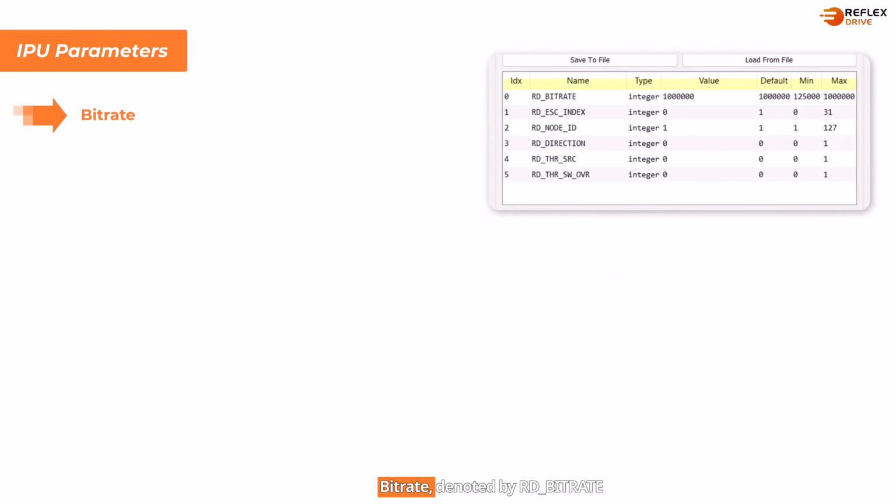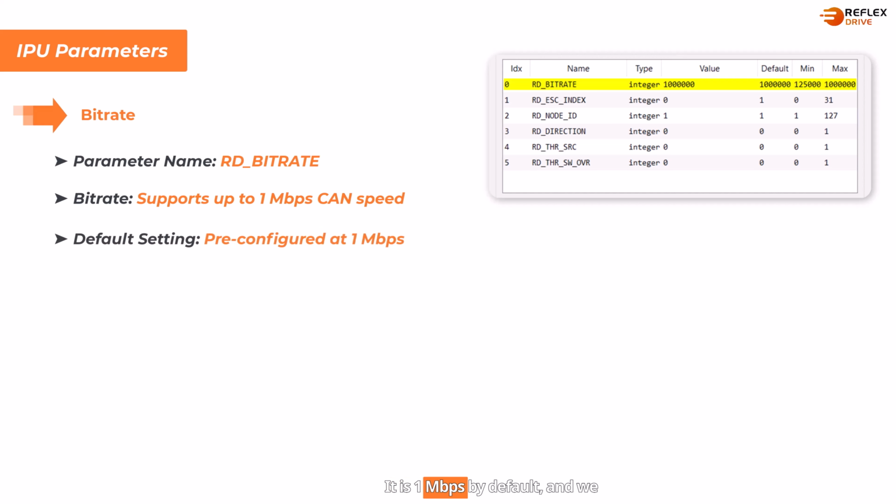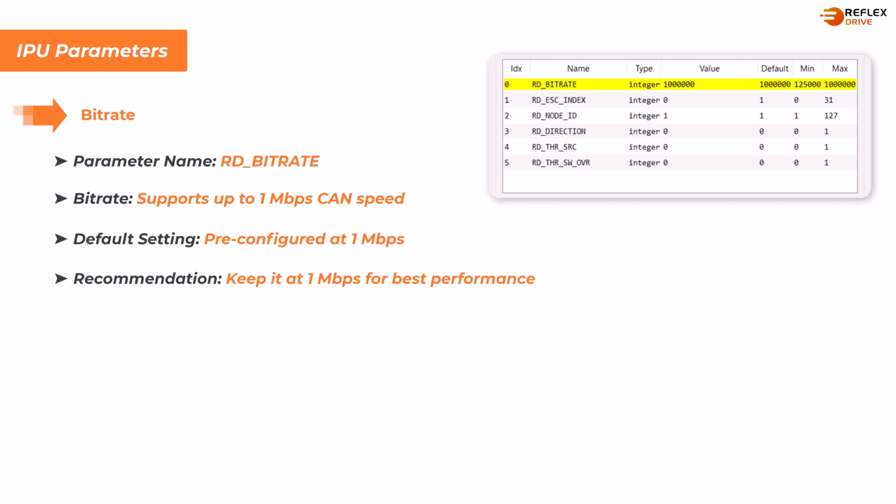Bitrate, denoted by RD_bitrate. Reflex drive IPUs support up to 1 megabit per second CAN communication rate. It is 1 megabit per second by default, and we recommend keeping it that way.